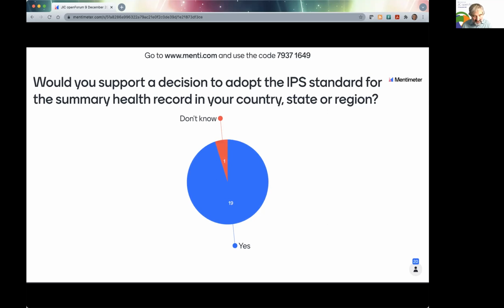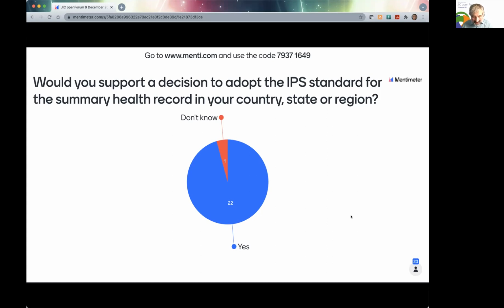And we see, I was just thinking that no one is answering because it was just a blue circle, but we see that it's just yeses coming in and one don't know. Okay, so one person is undecided, but this seems to be good news for us, dear colleagues. Obviously, at least the audience seems to be very much in favor of IPS.